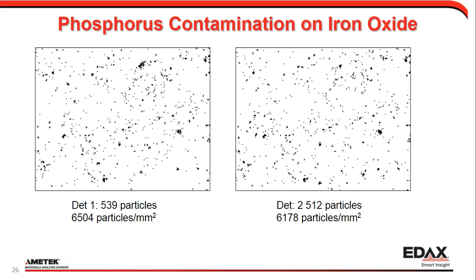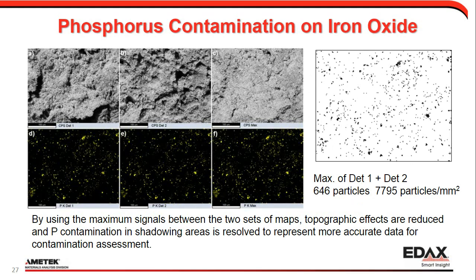So if we want to have a more realistic assessment of the contamination for this sample, what we would do is go in and build the max map. So here we can see in the top we have the CPS, detector 1 and detector 2, and then we look at the max map. We have a lot of topography completely compensated for. We still have a few areas where we don't get any signal on either detector, but we have a significant improvement in the image here.